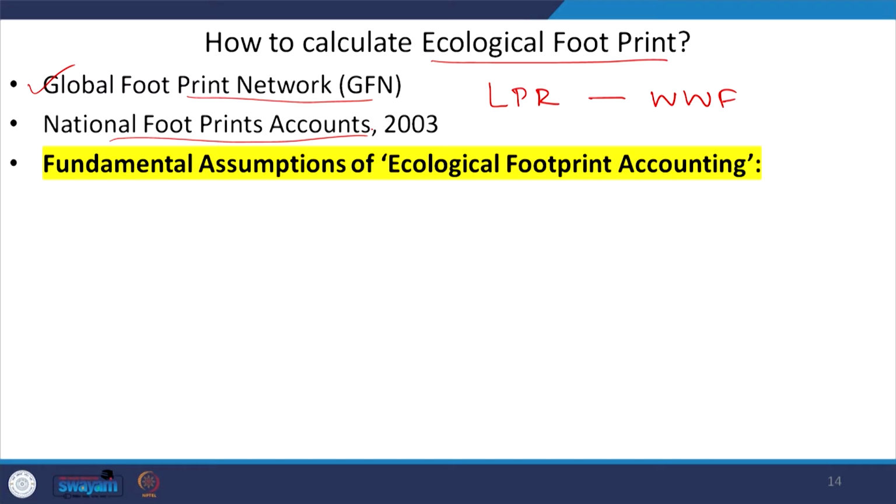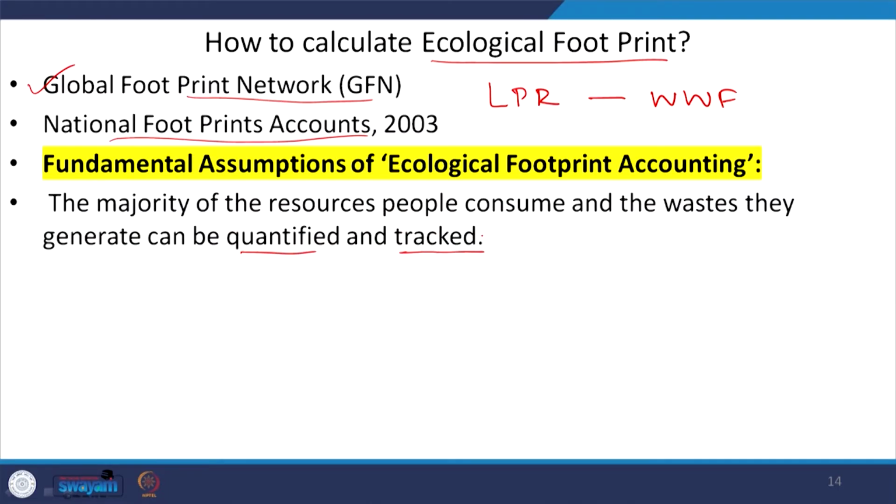However, for the ecological footprint accounting prepared by the Global Footprint Network, they make some fundamental assumptions before preparing this ecological footprint data. So, what are these fundamental assumptions they take into account? The first one is that it is assumed the majority of the resources people consume and the waste they generate can be quantified and tracked.